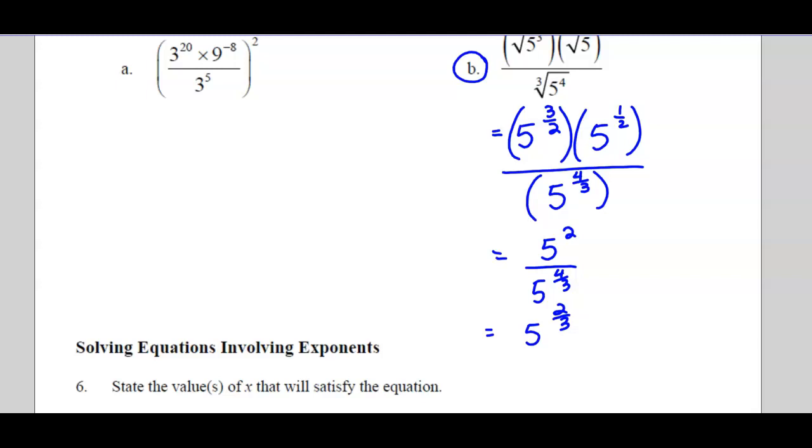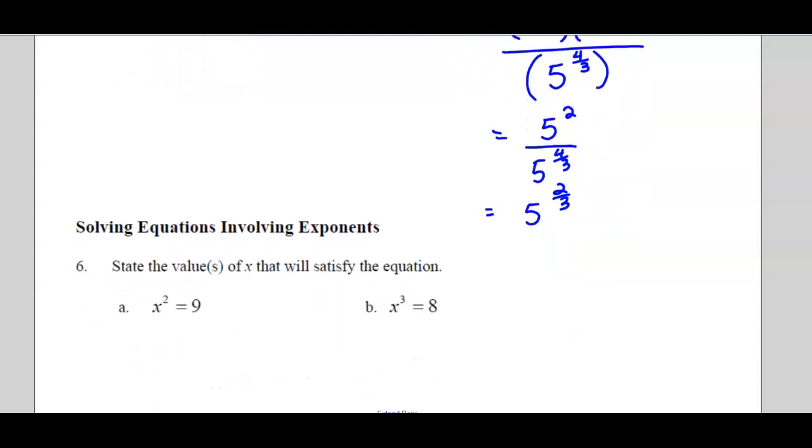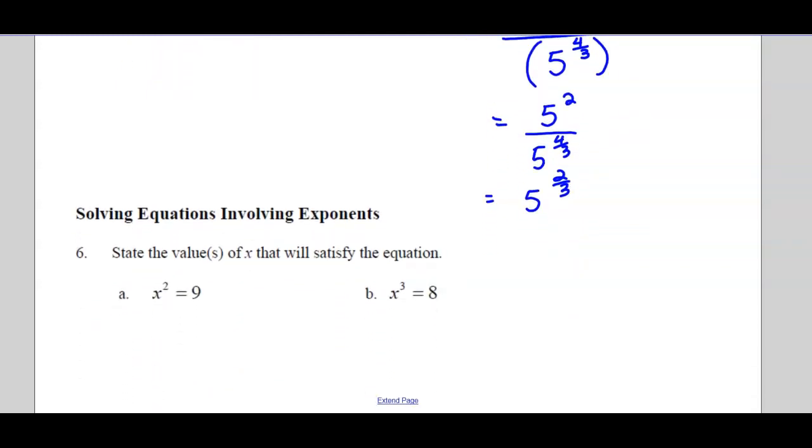Okay. Right hand side, solving equations involving exponents. So there's that question that someone asked about. X squared equals 9. What are the solutions to that? Notice how it says value or values. You might have more than one.